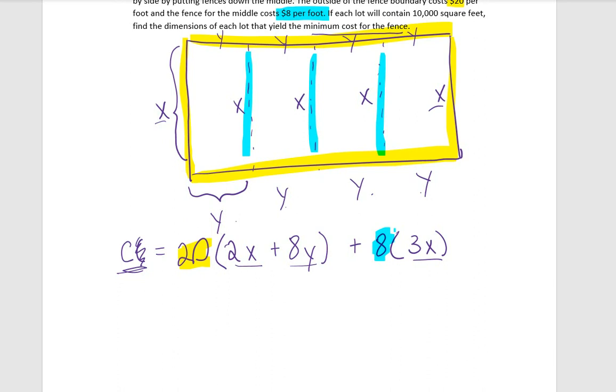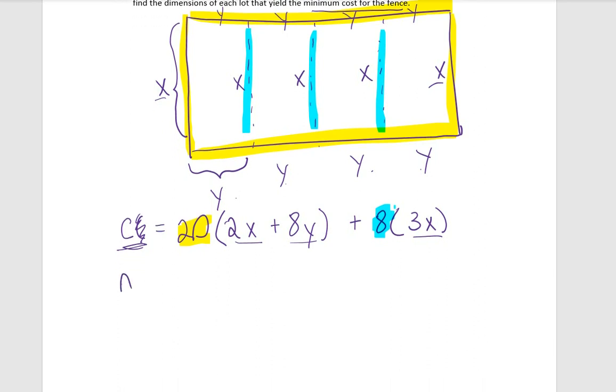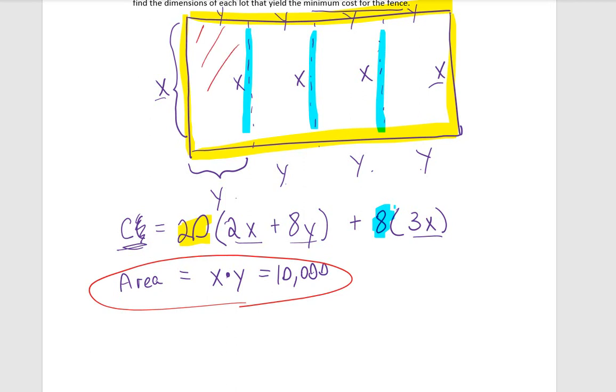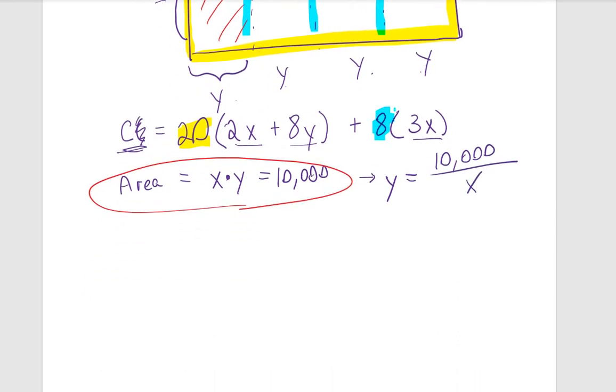So since we're dealing in square feet, that tells me that the area of each piece, which is going to be x times y, is going to equal 10,000. So the area of just one of these lots is going to be 10,000. What that tells me is that y is equal to 10,000 divided by x. This is going to help me change this cost function into a single variable.